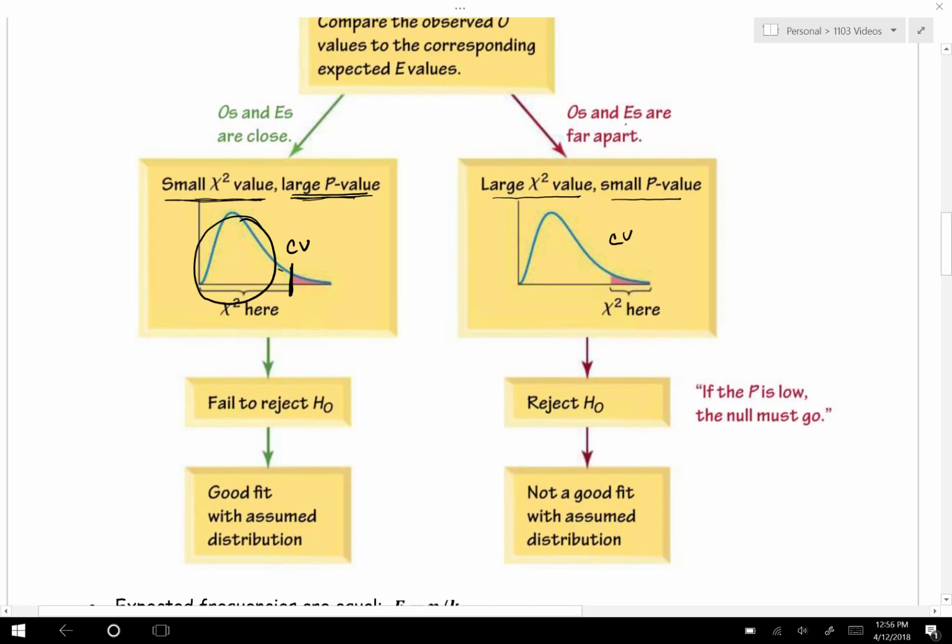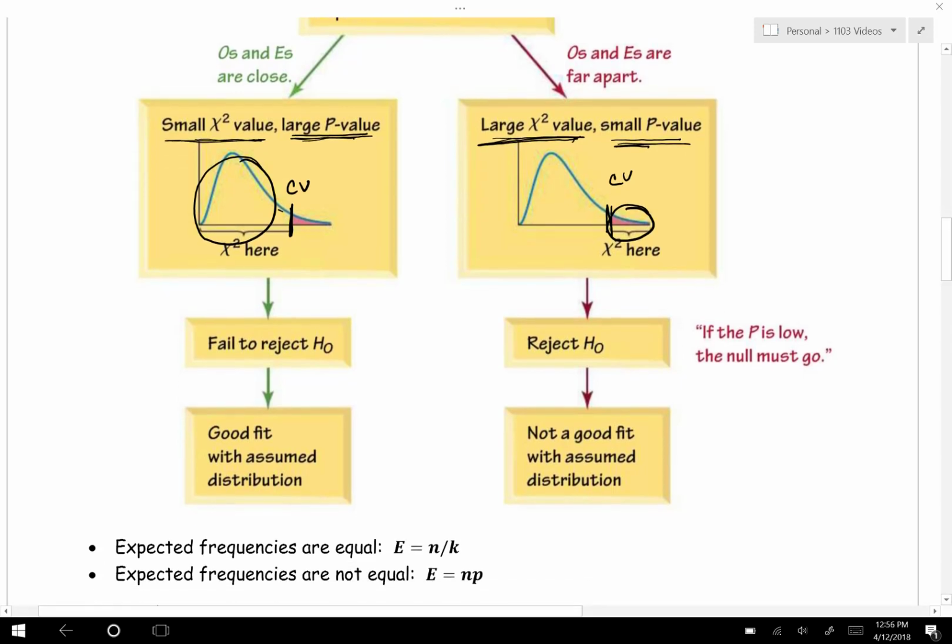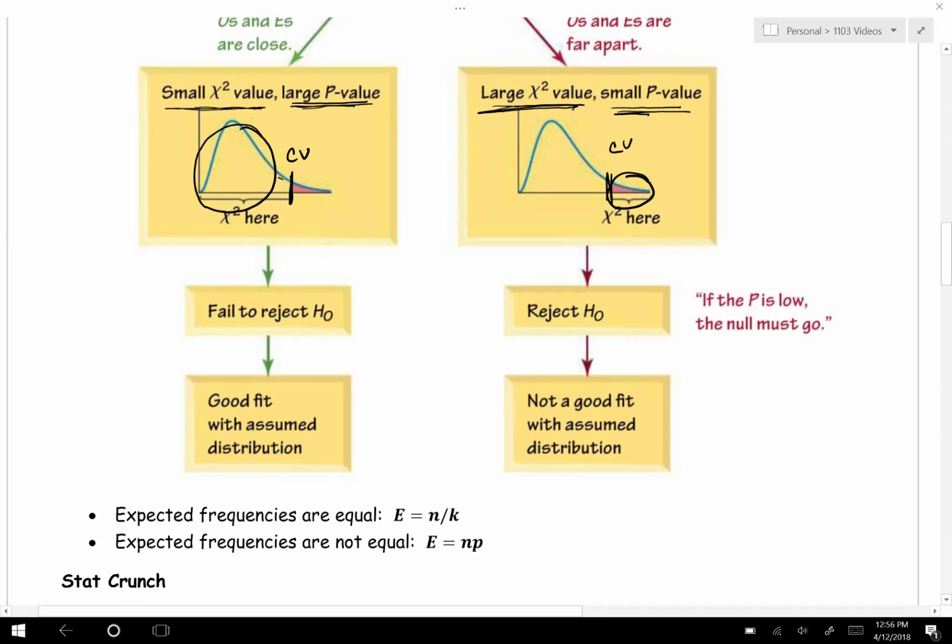If the observed and the expecteds are not close together but far apart, then we will expect a large chi-squared statistic with a small p-value. And again, this is our critical value. If your test statistic is in this region, then we would reject the null hypothesis and assume that it was not a good fit.